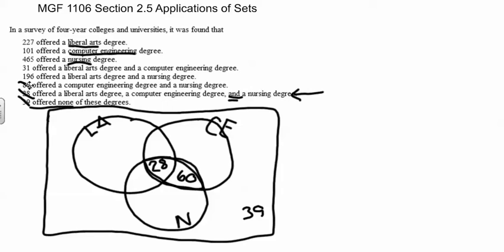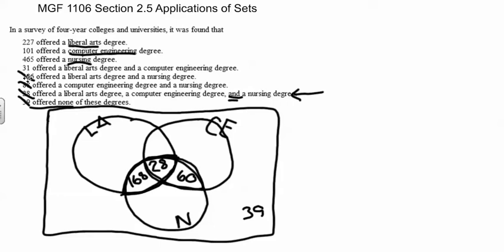We have 196 colleges offered a liberal arts degree and a nursing degree. So liberal arts and nursing means where they intersect. So in this upward football here, in those 2 regions, regions 4 and 5, they have to add up to be 196. We already have 28 colleges accounted for, so there'd be 168. And to describe those colleges, they offer a liberal arts degree and a nursing degree, but not a computer engineering degree, because these 168 are outside of the computer engineering set or circle.